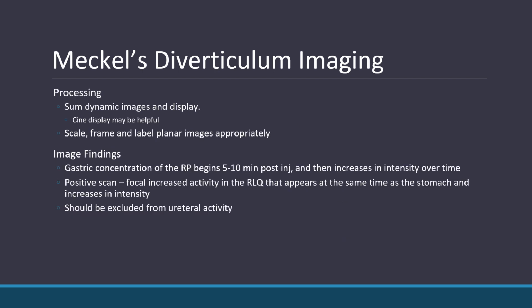To process a Meckel's diverticulum, you'll sum the dynamic images and display them. So when you sum the flow or the dynamic, this is when you combine them. You may acquire them in 1 second per frame or 1 minute per frame. But then when you go to actually image them and combine them to send them to the doctor, you may sum them so that you have less individual images. So this is where you might combine them to 5 seconds per frame or 2 to 3 minutes per frame instead. So you just have less images for the doctor to look at.